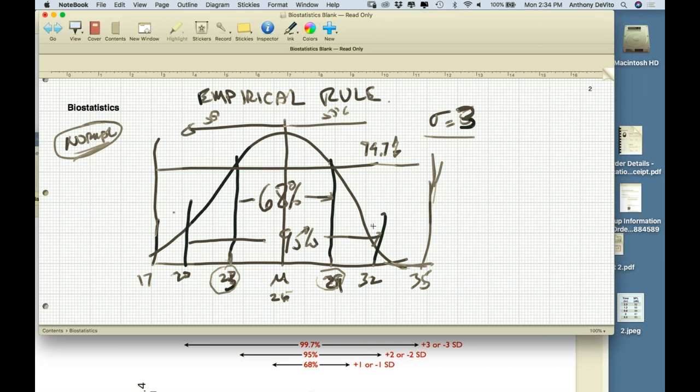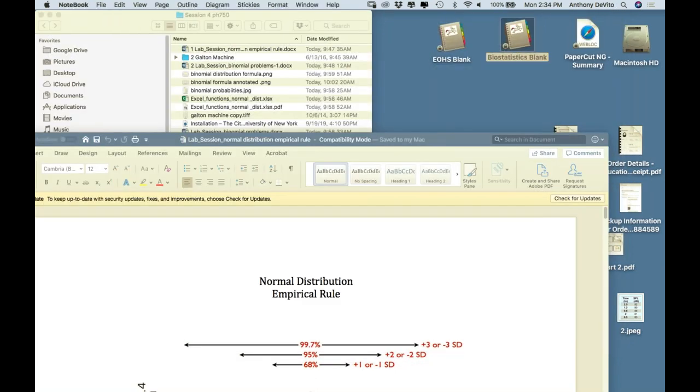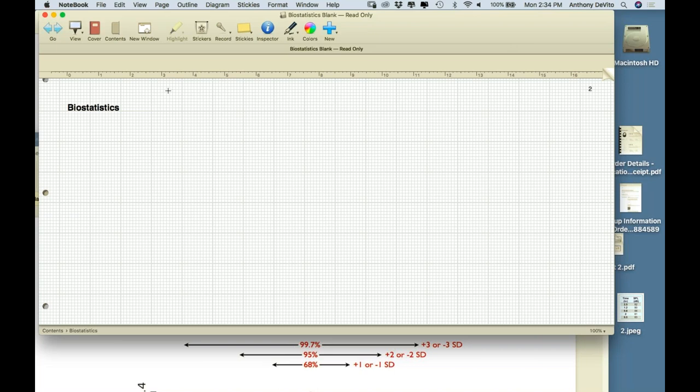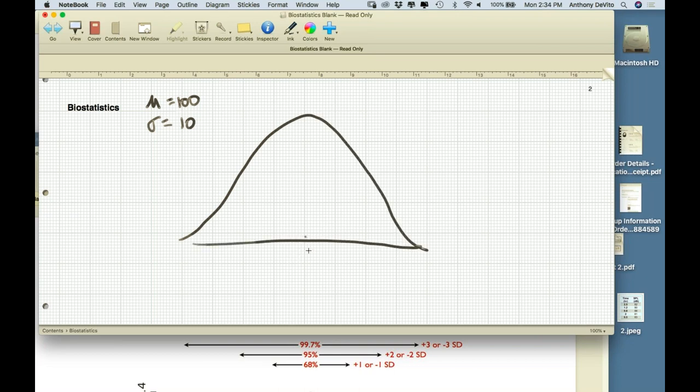Now, the really cool thing about this is that this relationship holds up for any normal distribution. I'm going to draw another one. Let's say this is blood pressure or something like that. If I told you that the mean blood pressure in this population is equal to 100, and the standard deviation is equal to 10, and this is truly normally distributed, here's the mean, and the standard deviation is equal to 10.